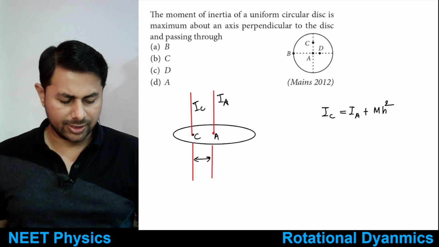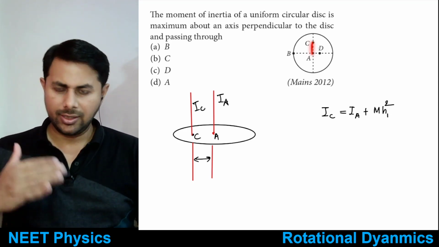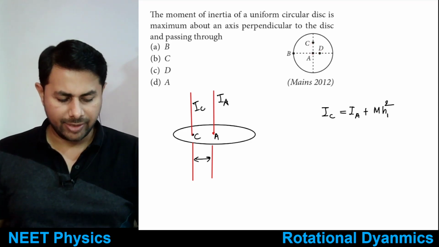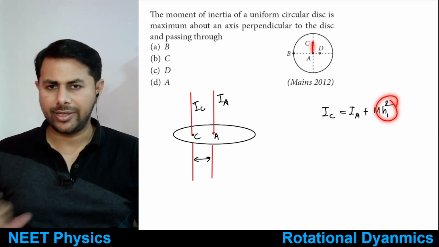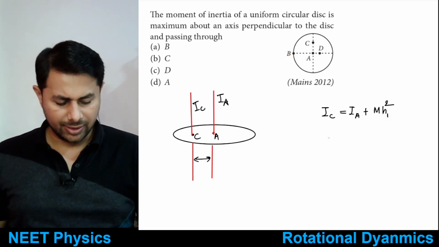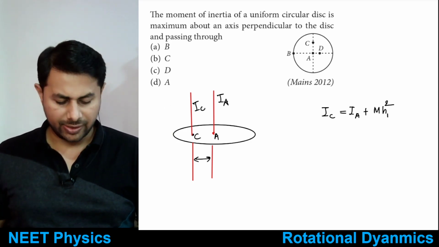Okay, let's call this distance h1. Then see, point C is away from point A compared to that of point D. That means this h would be greater for point C, but for B it would be greatest. Okay, so what is point B? Where is the point B? Point B is here at the edge, right?